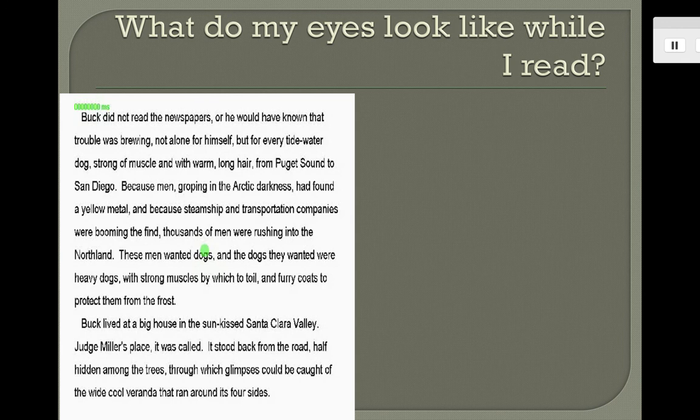So Buck did not read the newspapers, or he would have known that trouble was brewing, not alone for himself, but for every Tidewater dog, strong of muscle and with warm long hair, for Punit Sound to San Diego, because men groping in the Arctic darkness had found a yellow metal, and because steamship and transportation companies were booming in the find, thousands of men were rushing into the Northland. So here, if you'll notice that none of this really makes sense, and that was the whole idea. That none of this information would make sense, and it would force you to regress. It would force you to move your eyes back and reread some of this information, because you're thinking to yourself, that doesn't make any sense.